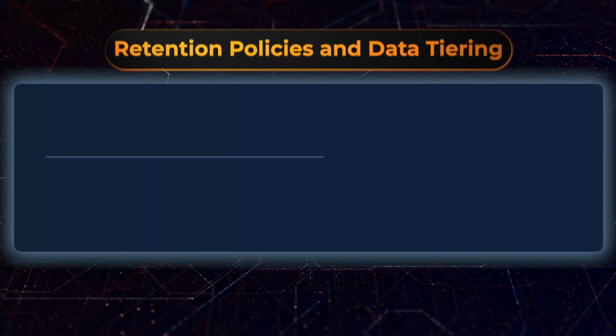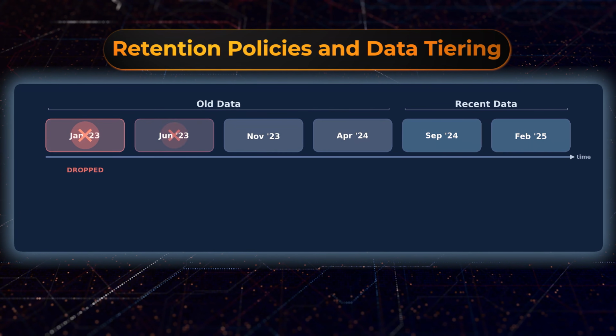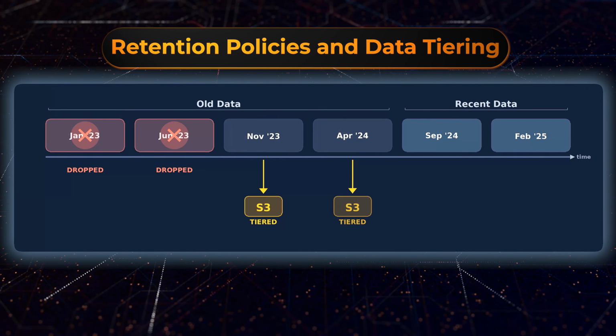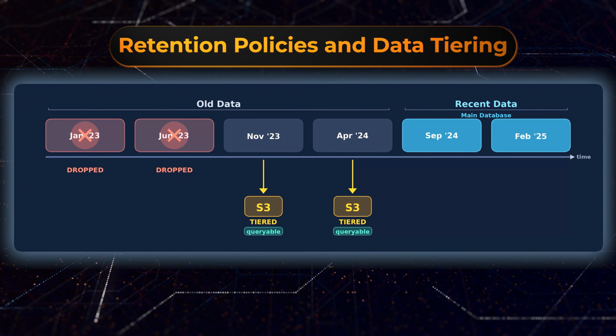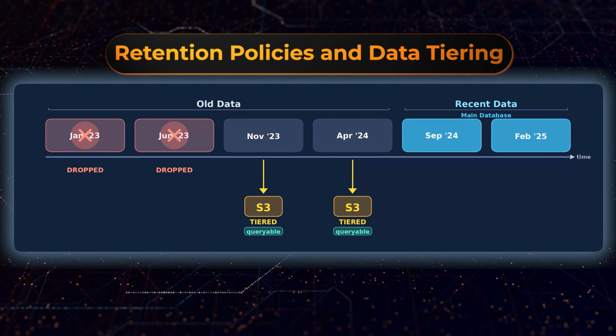And then fourth, retention policies and data tiering. So you can set automatic policies to drop old chunks after a certain period or tier them to cheap object storage like S3 while keeping them queryable. Now, those are the 4 core benefits, and while it might sound a little bit complicated, I promise you it's very easy to set up, and I'm going to show you a demo in just 1 second.